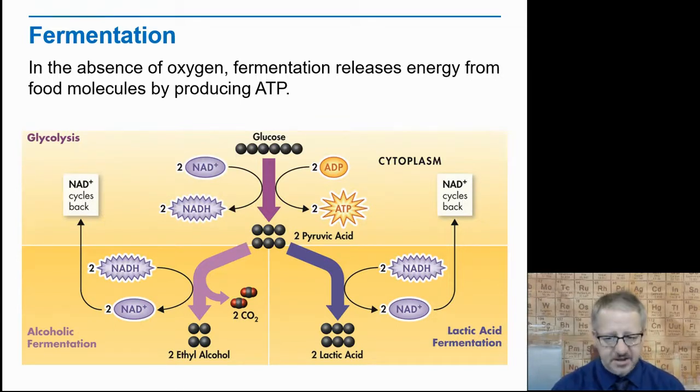During fermentation, cells convert NADH to NAD plus by passing high energy electrons back to pyruvic acids. This action actually converts the NADH back into the electron carrier NAD plus, allowing glycolysis to produce a steady supply of ATP.